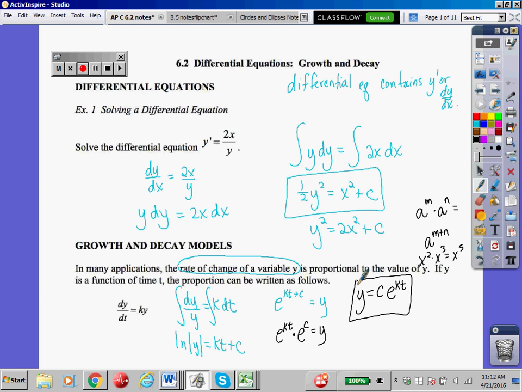All right, so the rate of change of a variable y is proportional to the value of y. Well, at least I can't be called boring. I'm weird, but I'm not boring. And I'm okay with that.